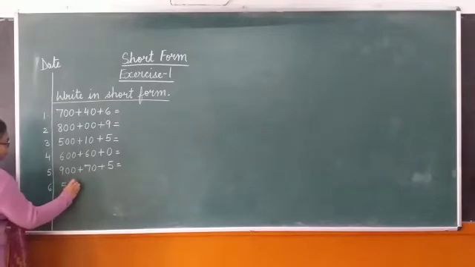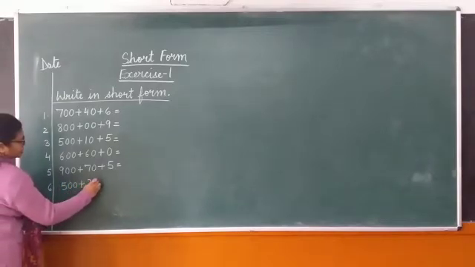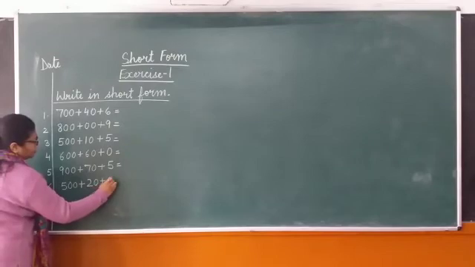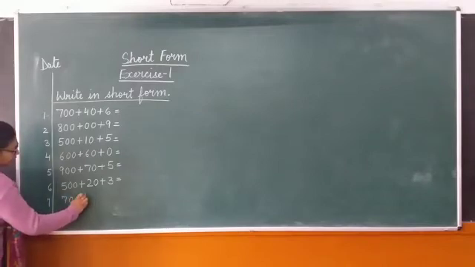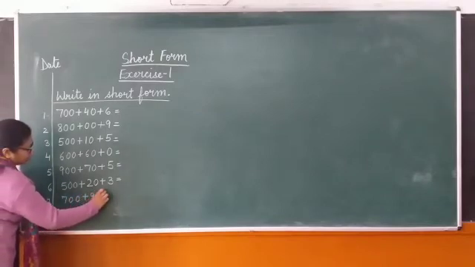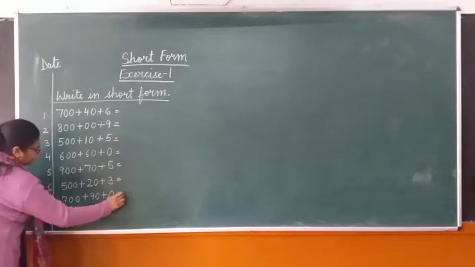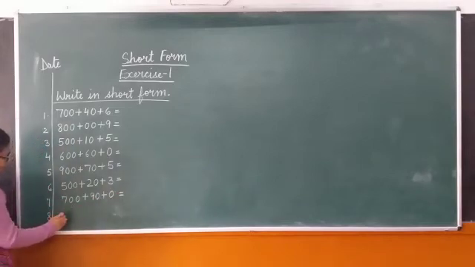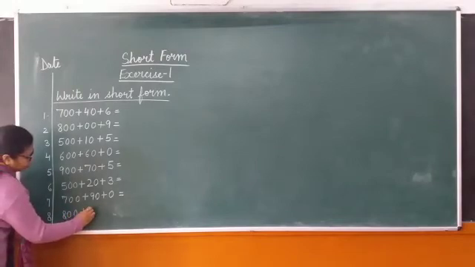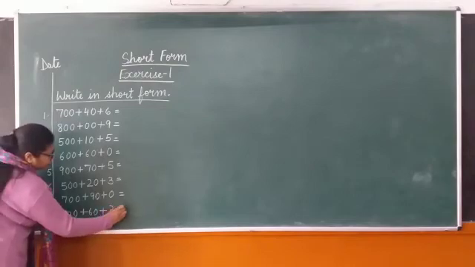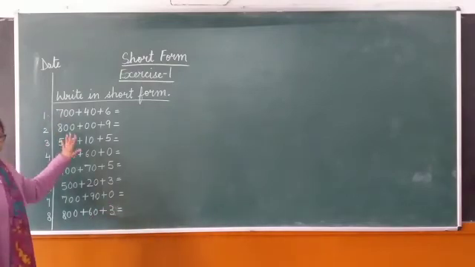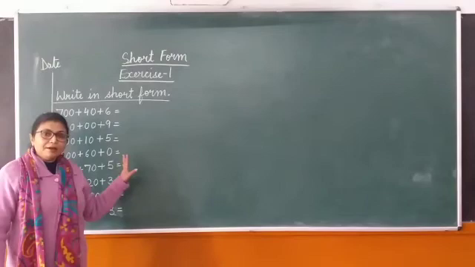500 plus 20 plus 3. Seventh one is 700 plus 90 plus 0. And the last one is 800 plus 60 plus 3. So you will do this work very neatly in your maths copies.